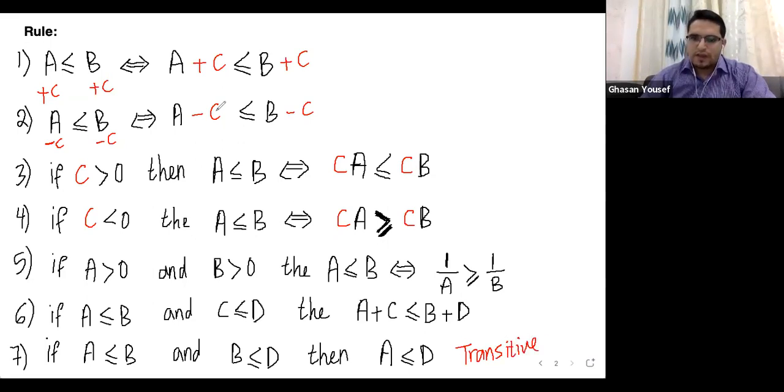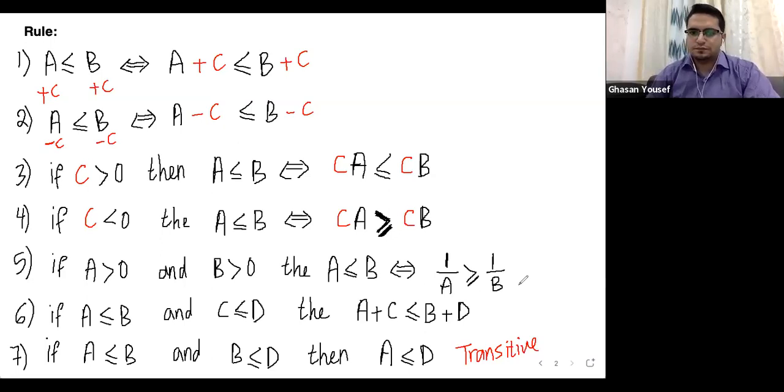Any questions about these rules from 1 to 7? Are all of them clear for you? Any questions about these rules from 1 to 7?